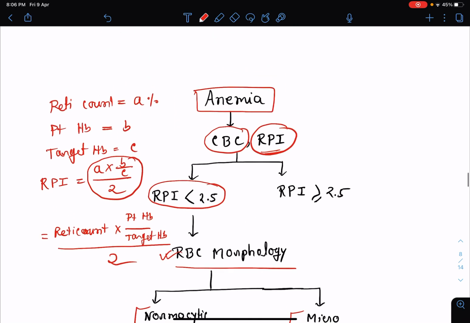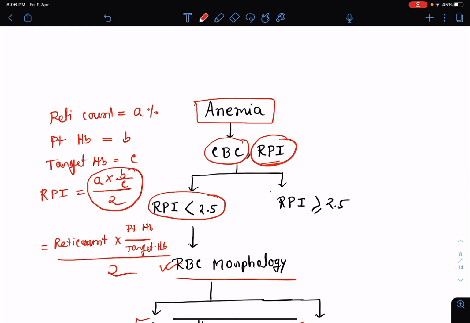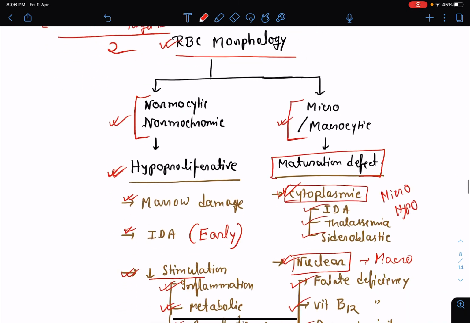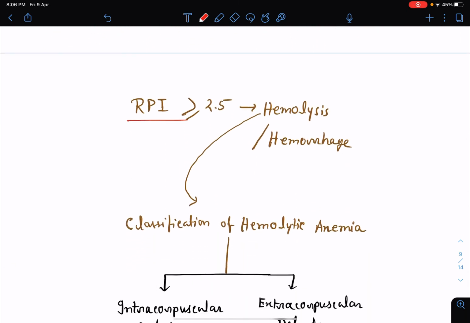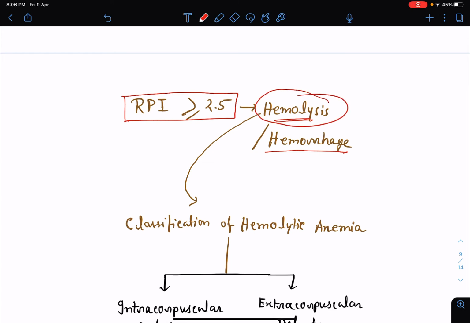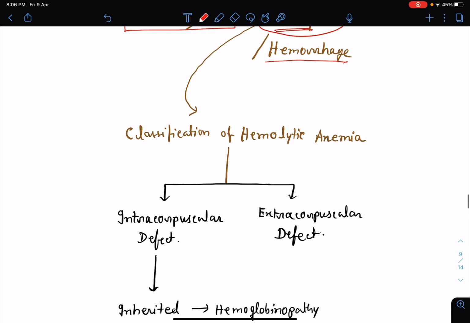But if the reticulocyte production index is more than or is equal to 2.5, then what we are going to do? Let's see. If the reticulocyte production index is more than 2.5 or is equal to 2.5, then it is because of hemolysis or due to blood loss or hemorrhage. Now, these hemolytic anemias can again be further classified. So, let's look at the classification of hemolytic anemias.